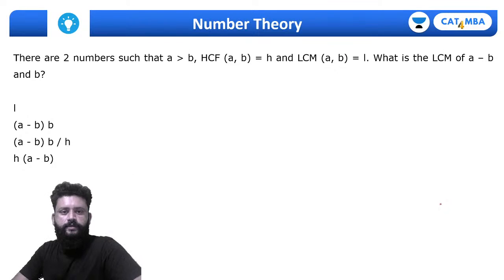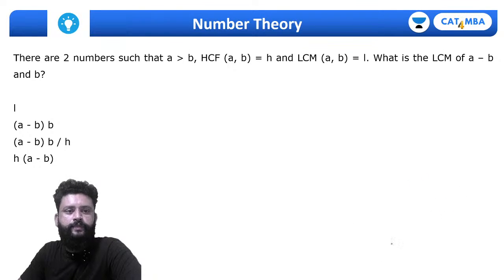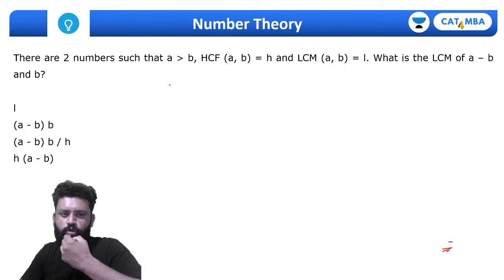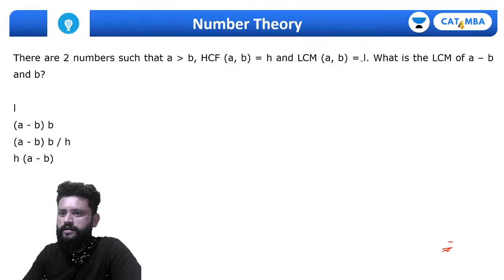Let's talk about the next one. चलो quickly finish it. There are two numbers such that, just ये थोड़ा सा variable में पूछा है, that's it, nothing tough here. There are two numbers such that A is greater than B. HCF of A and B is H, LCM of A and B is L.